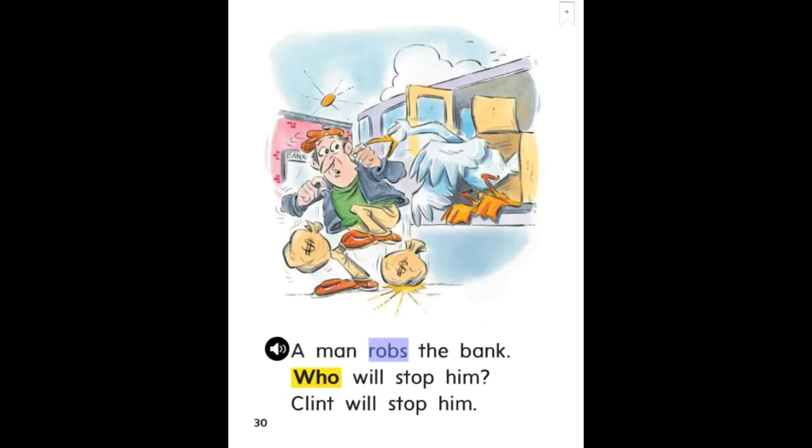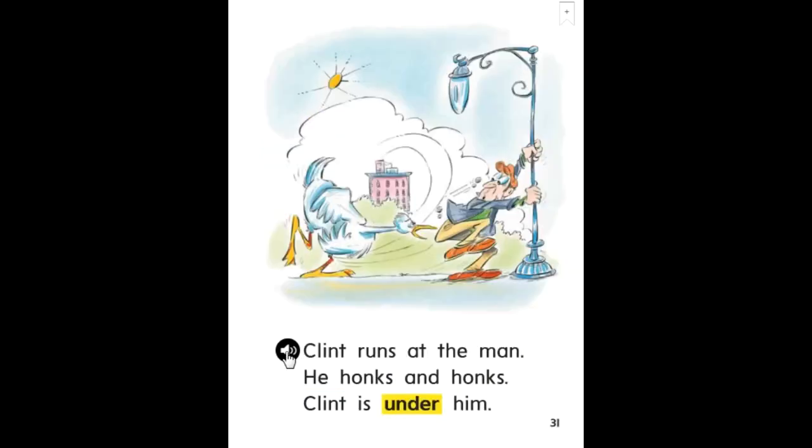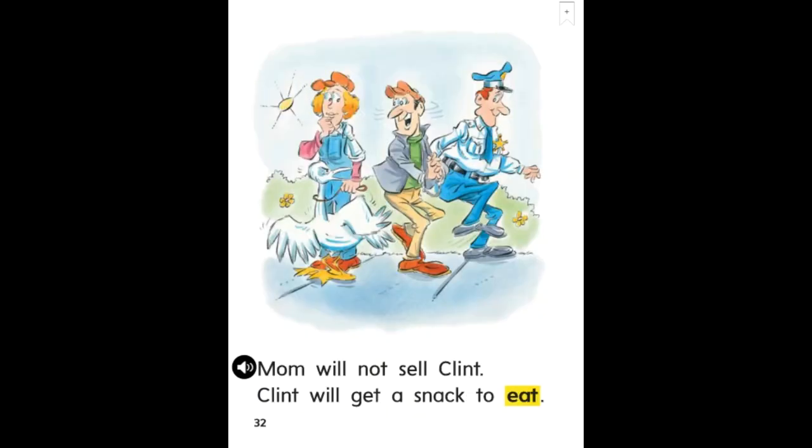A man robs the bank. Who will stop him? Clint will stop him. Clint runs at the man. He honks and honks. Clint is under him. Mom will not sell Clint. Clint will get a snack to eat.